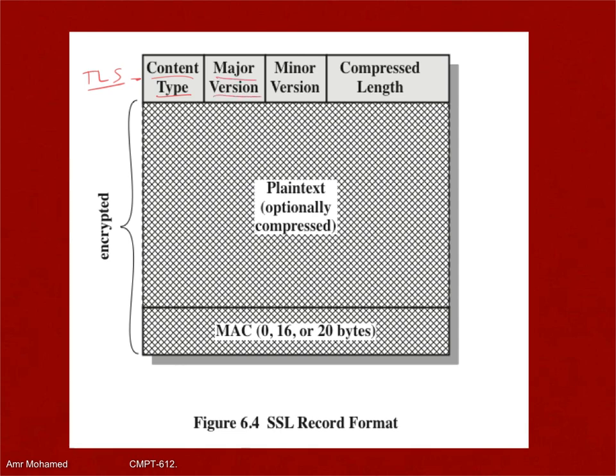Major version and minor version. I don't know why they have it this way, because if you have TLS 1.1, the major is 1 and the minor is 1. Or 1.2, the major is 1 and the minor is 2. I don't know why you would need two fields for that, but that's part of the standard. And then the compressed length. Why do we need to have the compressed length?